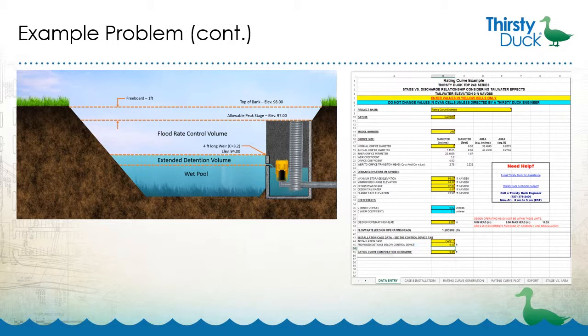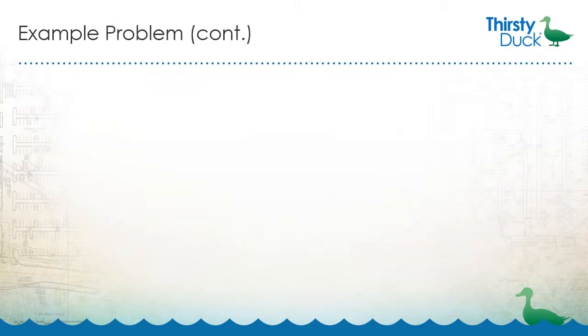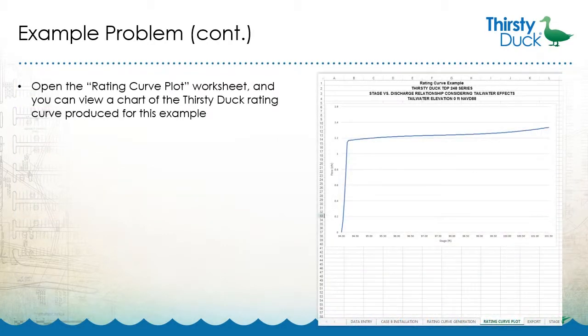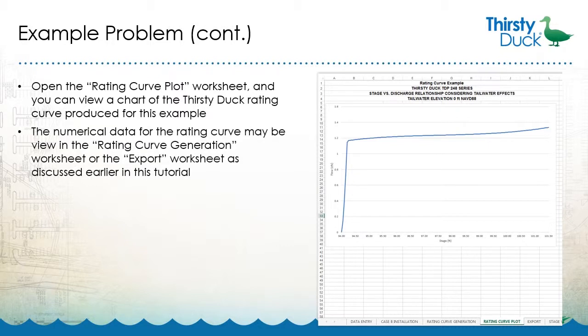Last, enter a rating curve computation increment, which is suitable for the level of analysis you are performing. For this example, we will retain the default value of 0.05 feet. Open the Rating Curve Plot worksheet and you can view a chart of the Thirsty Duck rating curve produced for this example. The numerical data for the rating curve may be viewed in the Rating Curve Generation worksheet or the Export worksheet, as discussed earlier in this tutorial.